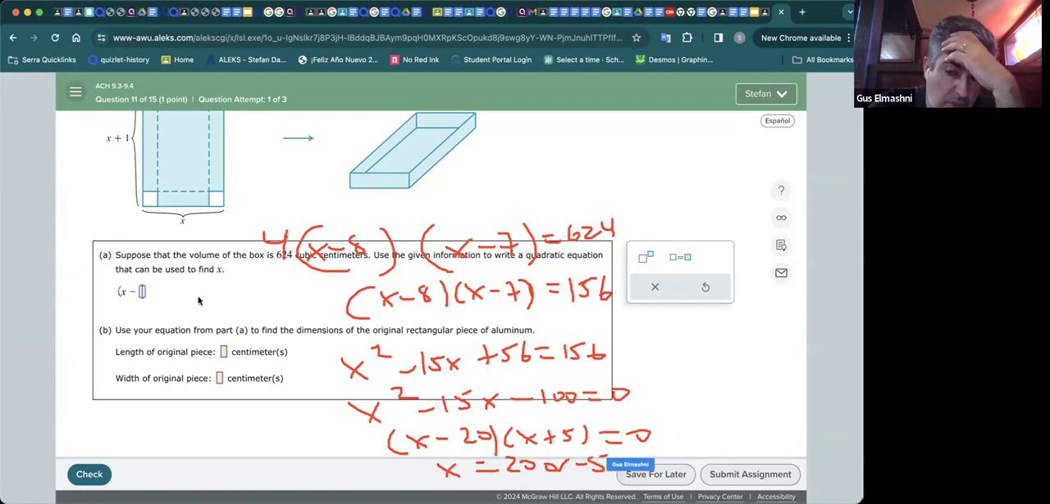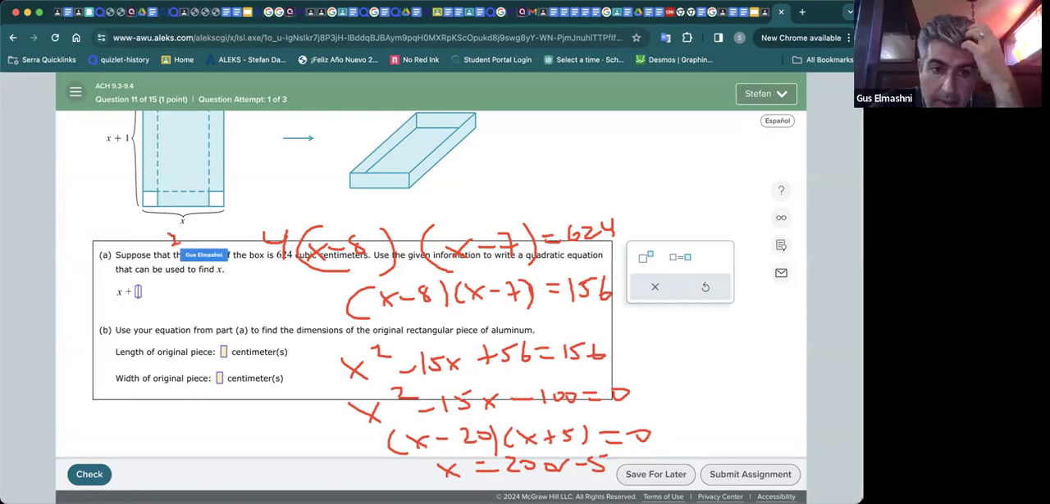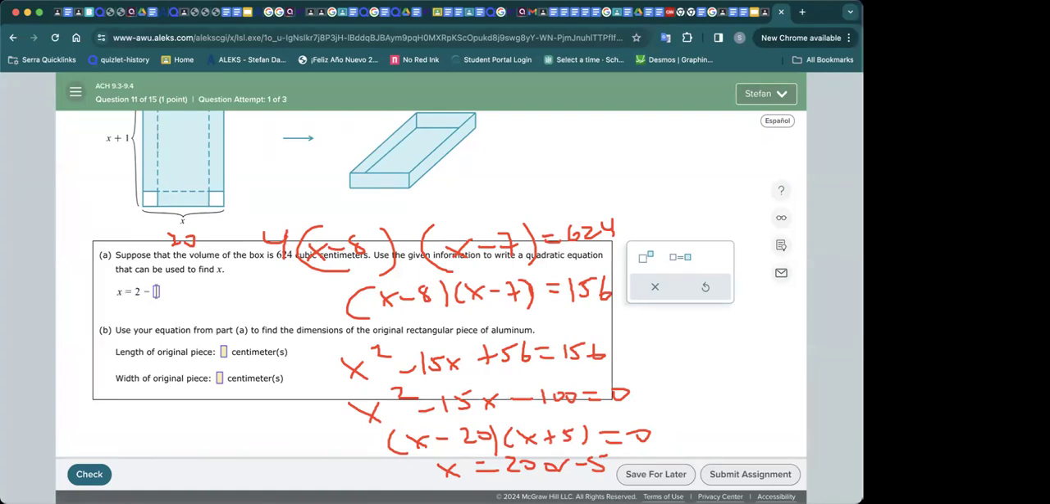But you can't have a negative dimension. Yeah. So then that's 20. And that's 21. P equals 20.